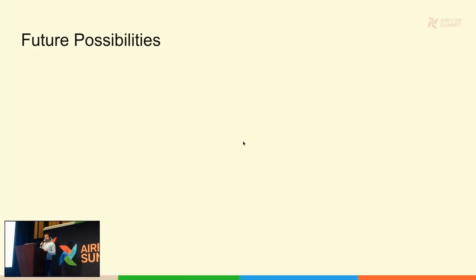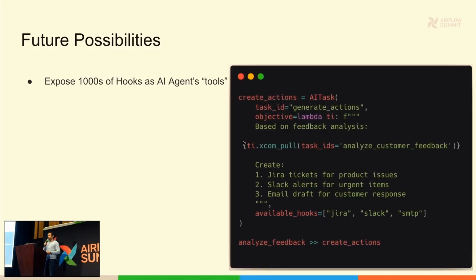And future possibilities. There are endless possibilities now that we have this basic prototype. This is something that I'm really, really excited about. I was telling Vikram this morning that Airflow is very popular today because it has thousands of integrations. What if we can expose all those hooks as tools to an AI agent? Something like this: what if there is a separate operator or a class that says AI task? You can provide a generic objective to it, but you can say, okay, available hooks are Jira, Slack, and SMTP.